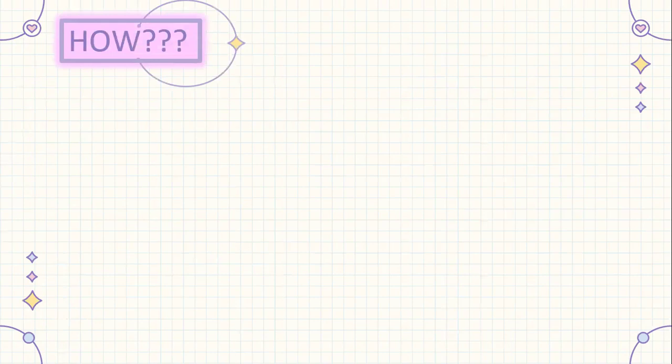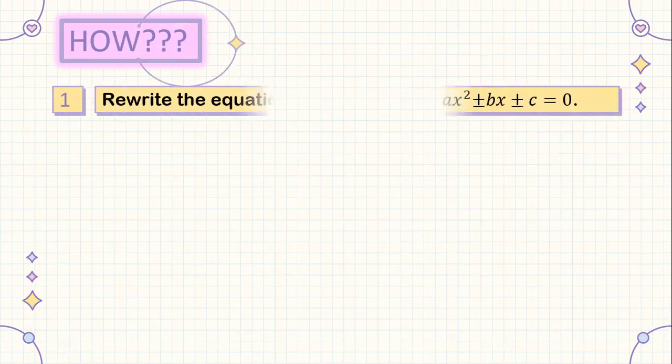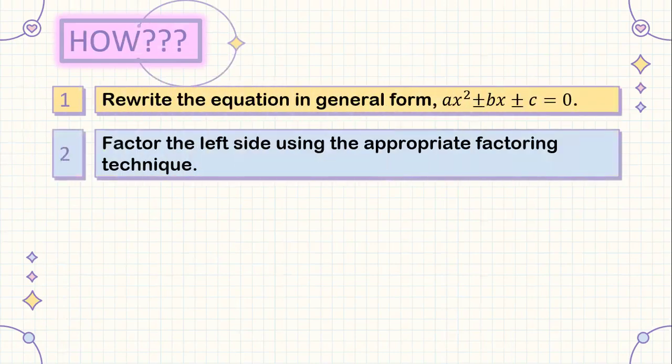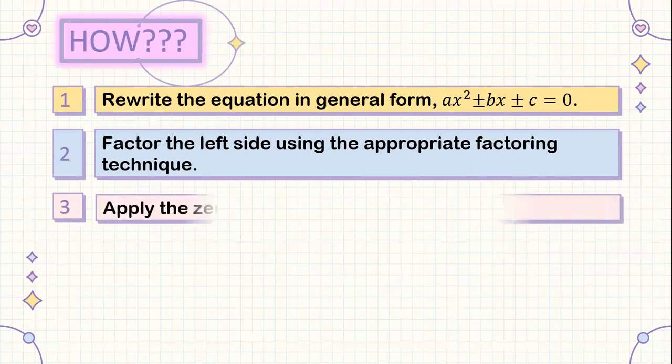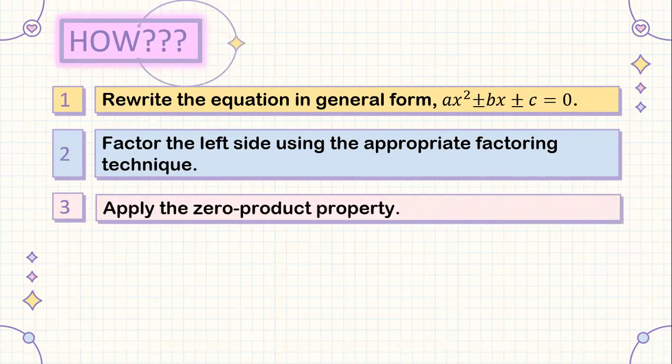So how do we use factoring in solving quadratic equation? So first, we rewrite the equation in general form. Ax squared plus or minus bx plus or minus c is equal to 0. Second one is to factor the left side using the appropriate factoring technique. Next is to apply the zero product property.